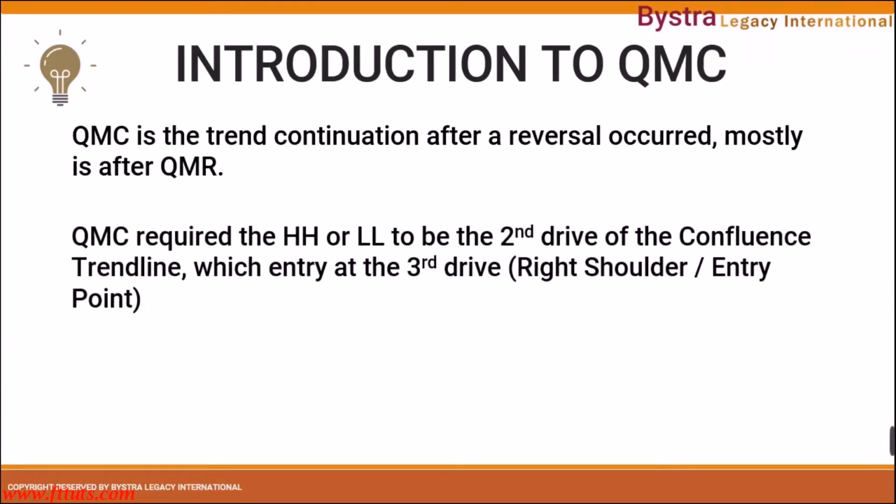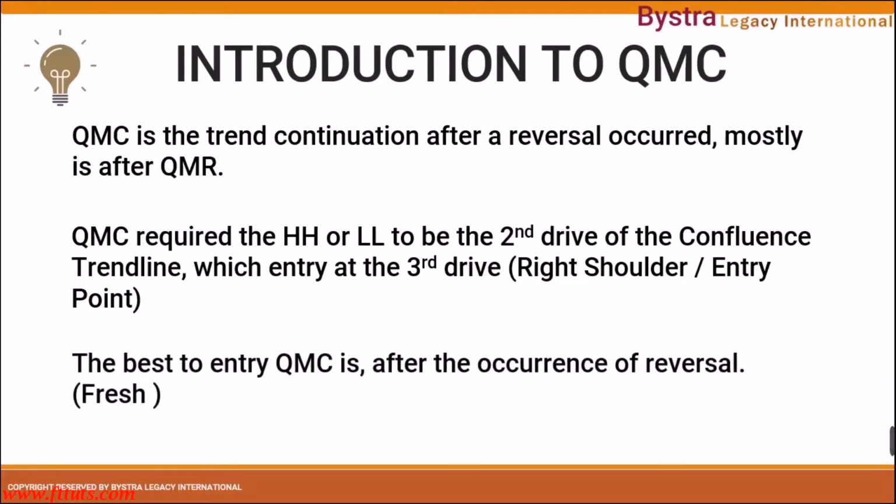So the QMC requires the higher high or the lower low, which is the head of the QM, to be the second drive of the confluence trend line. And we only enter at the third trend line, which is the right shoulder, or we call it the entry point. Now the best time to enter a QMC is after the occurrence of a reversal. So whenever there's a QMR, it will come with a QMC. Please always take note that this is your high chance to enter a bigger load.